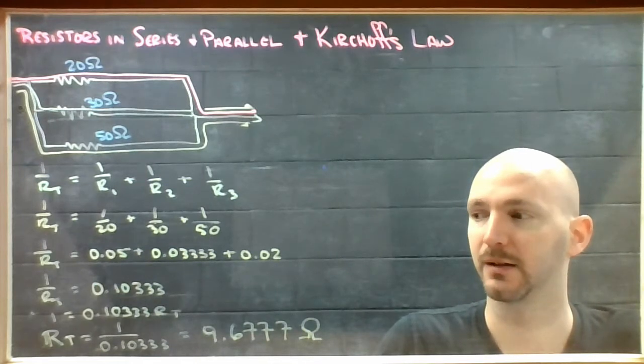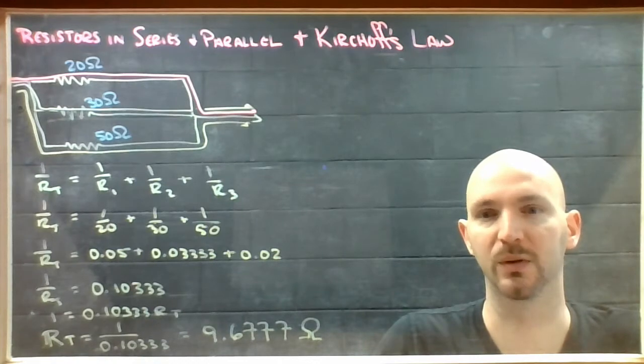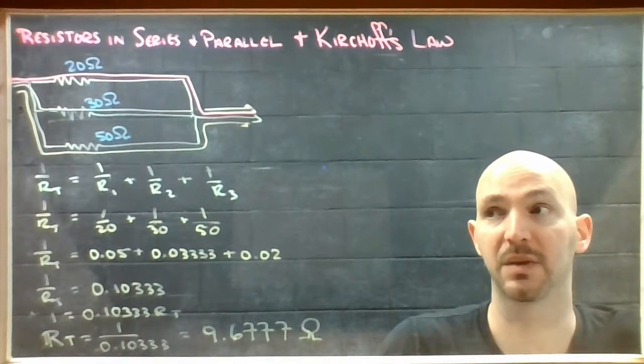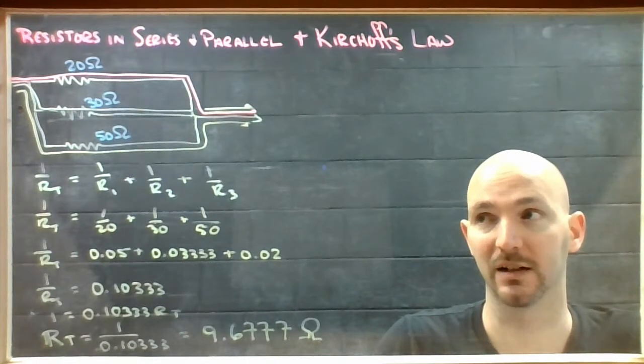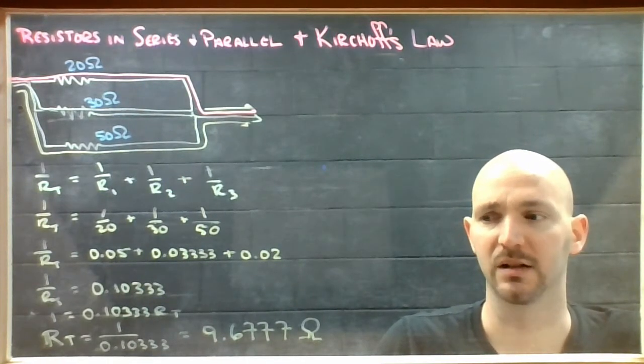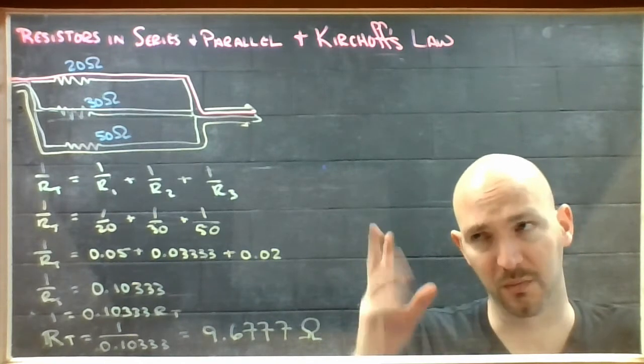That's weird. If you go back through and you look at all the other examples we've done of parallel, that was true. That the total resistance ends up being less than the lowest resistor that you wired in there. It's just sort of bonkers. But that is the way it works. So you can try and wrap your brain around that somehow.